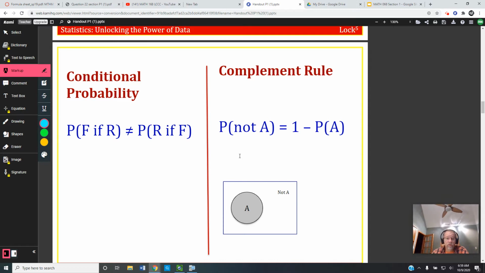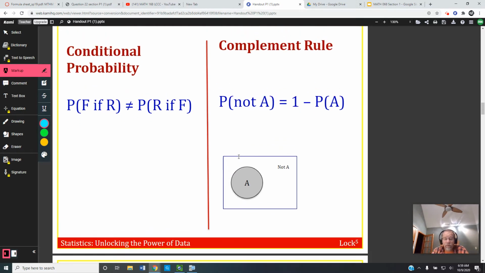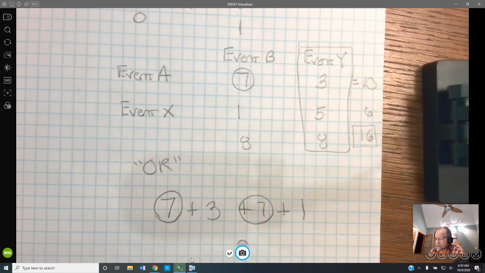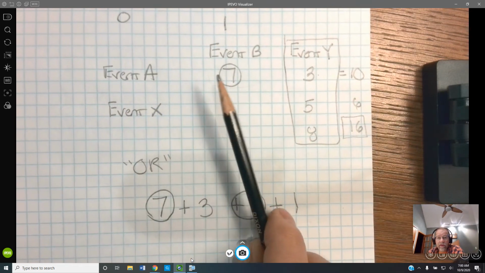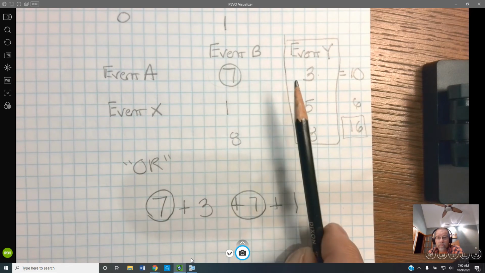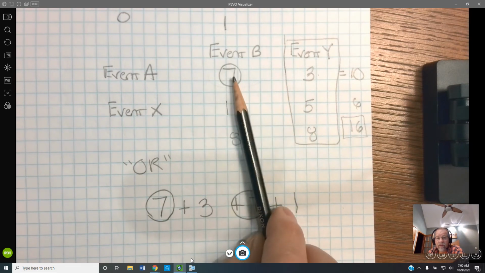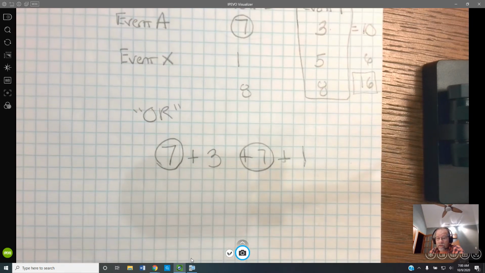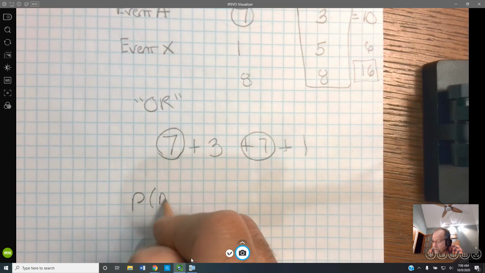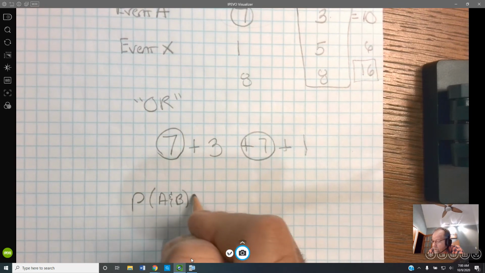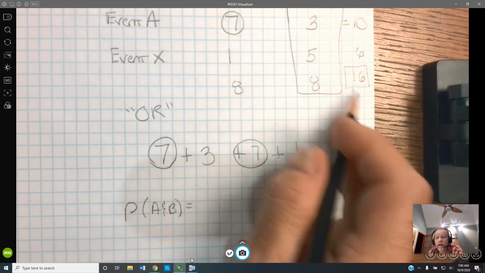The complement rule is something we'll use continuously. The probability rule says the probability of not being A is equal to 1 minus the probability of actually being A. How can we use that? Well, let's say that in this problem up here, what's the probability of A and B happening? Well, there are 7 A and B's out of 16 things. So I have a probability of my A and B, which equals 7 out of 16.